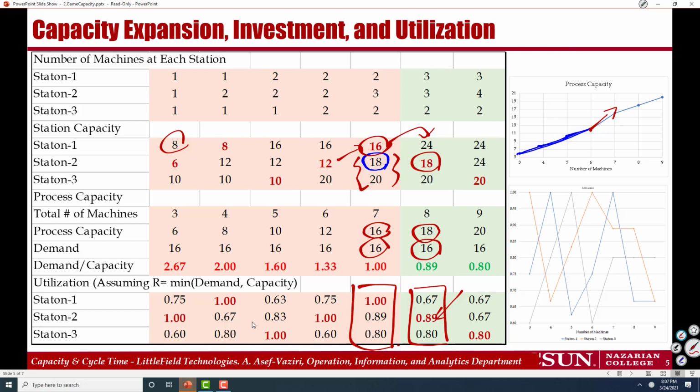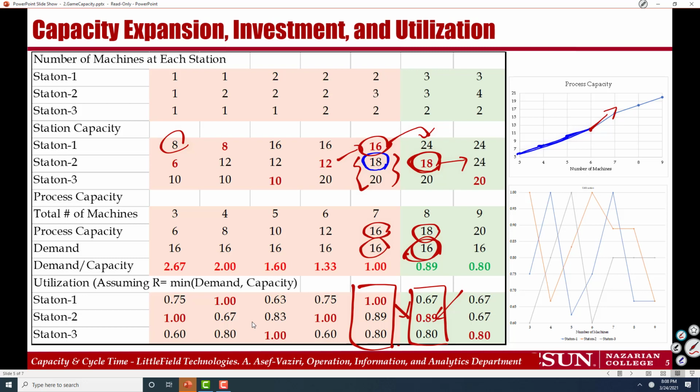Here we are talking about 16 per day. Demand is 16 per day. But when we say 16 per day, one day it may be 0, another day it may be 32. Variability is there. And when variability is there, high utilization is risky. Therefore, we may go one step further by buying one other machine. The bottleneck is 18, and we buy one other machine here.